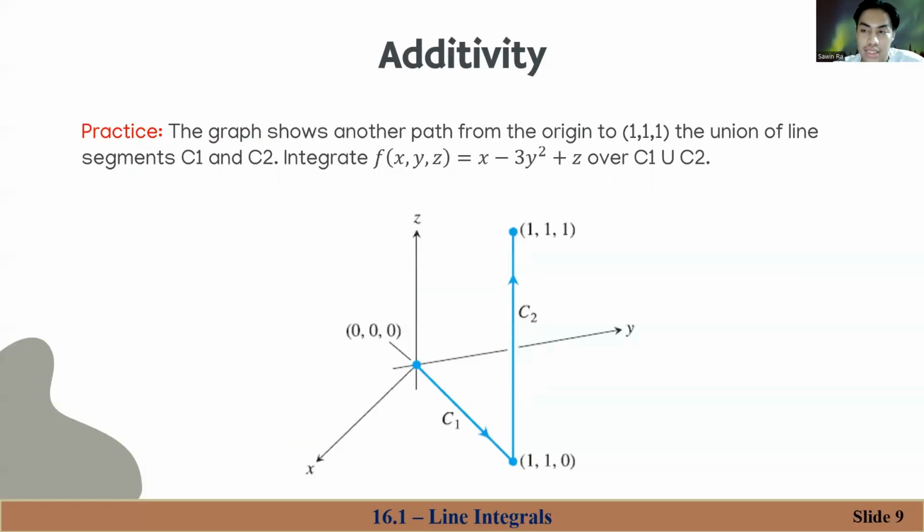So again, to test our understanding, we should practice an exercise. The problem is: the graph shows another path from the origin to the given point, which is the union of line segments C1 and C2. We then need to integrate the function f at the point x, y, and z, which is x minus 3y squared plus z, over C1 union C2. And we have given the graph right here.